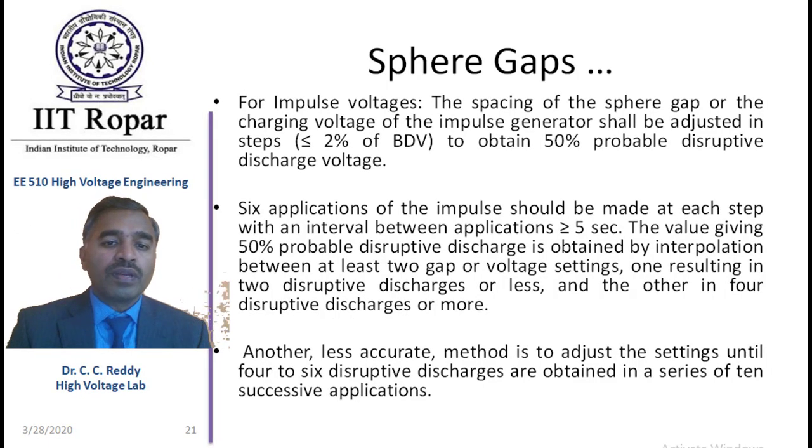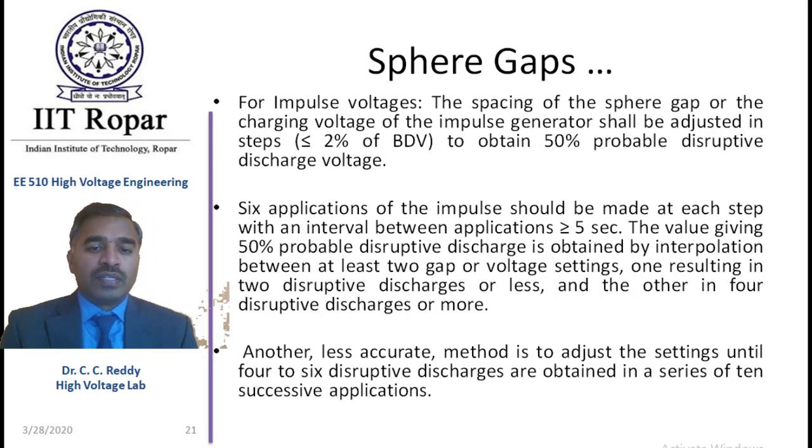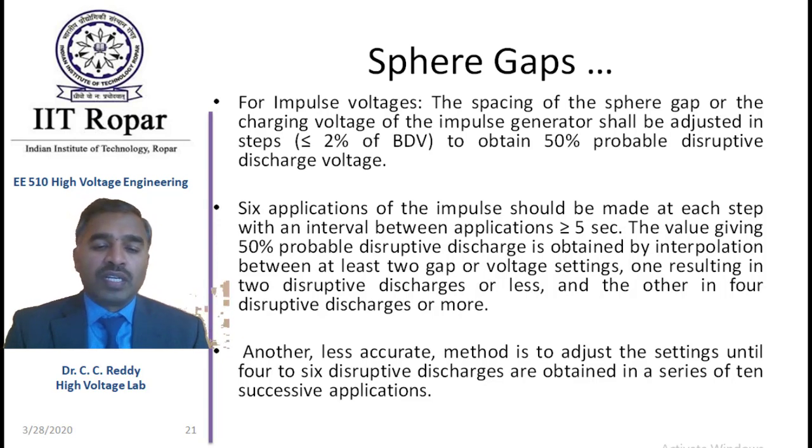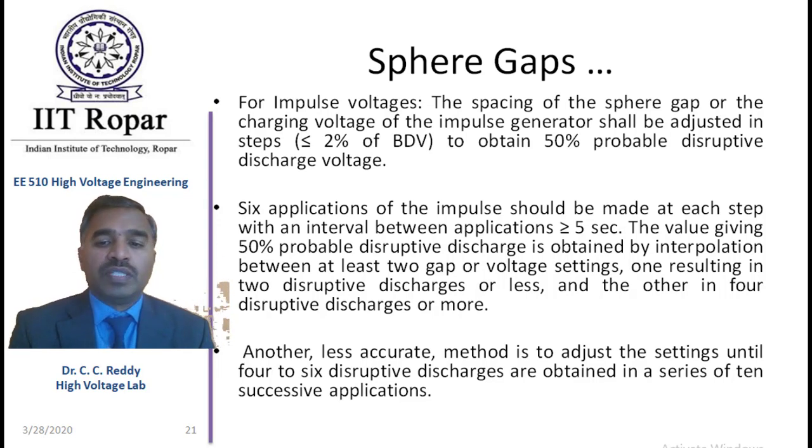Now, this less accurate method is to adjust the settings until 4 to 6 disruptive discharges are obtained in a series of 10 successive applications. Means, at each step you will be applying 10 successive applications, and if 4 or more breakdowns occur, that is approximately taken as the 50% probable disruptive discharge voltage.